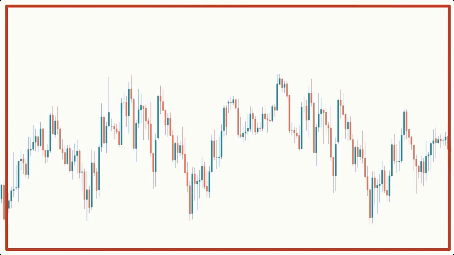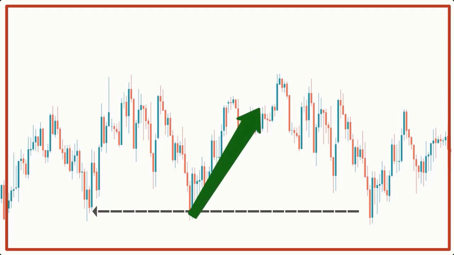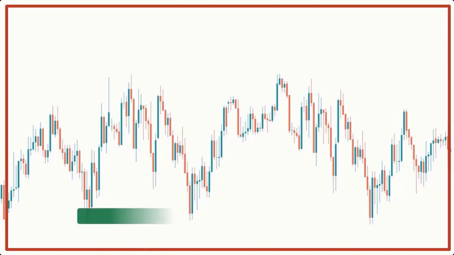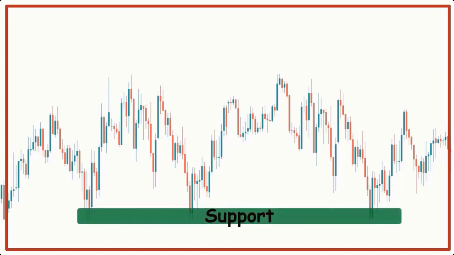The same thing happens at a support level. The traders that sold here were trapped in a losing trade. Therefore they exited their position here and created buying pressure. Hence the price went up. And this level became a support level.